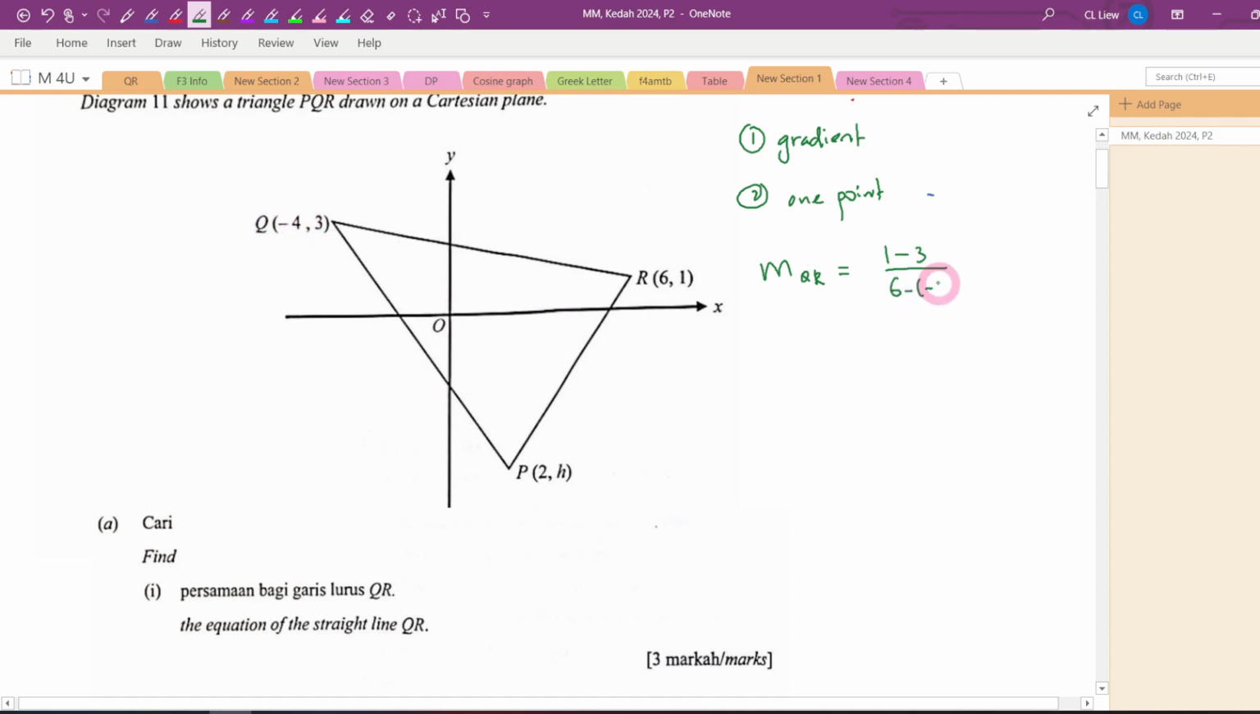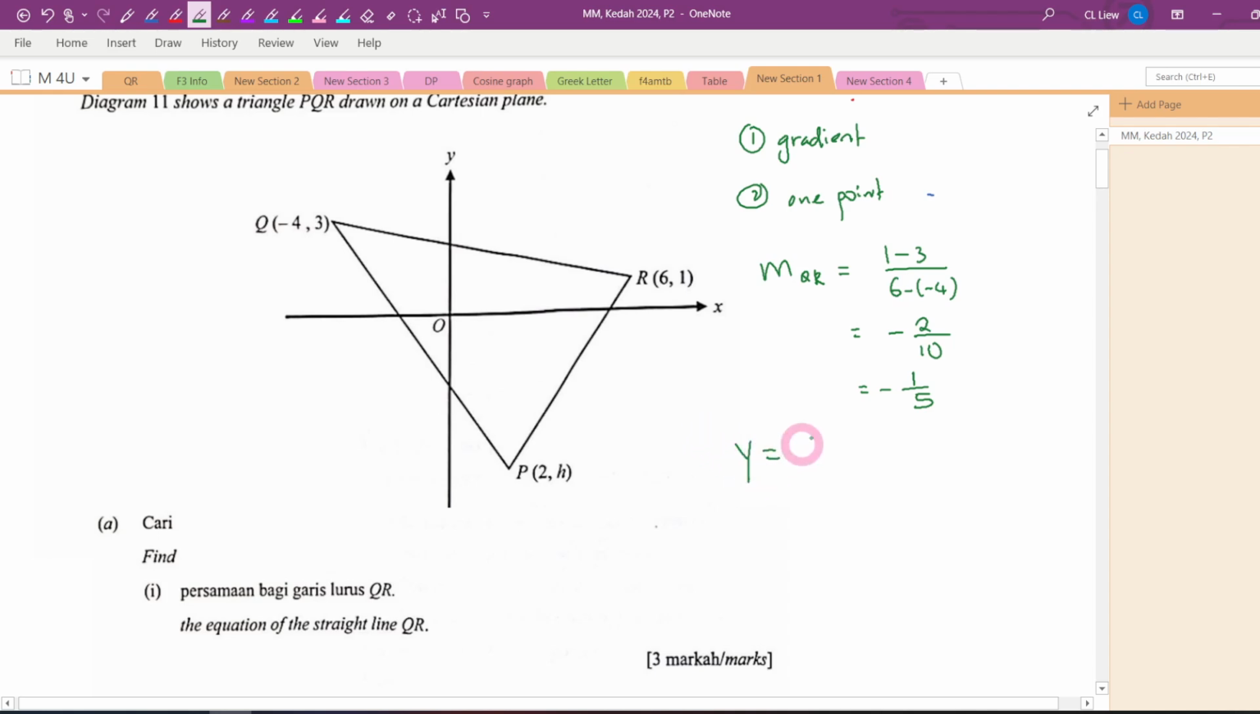Before I start to find the gradient of this straight line, I know that the gradient must be negative, right? Because it's going downward like this. Now 1 minus 3, you will get negative 2. 6 minus negative 4, negative becomes positive, so 6 plus 4, you will get 10. Simplify it, you will get negative 1 over 5. Now this is the gradient of the straight line QR.